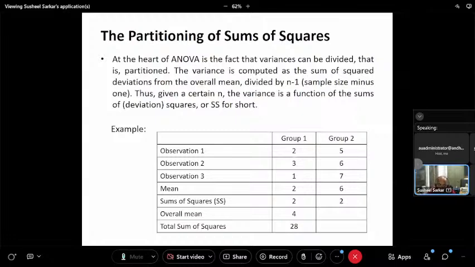What is the reason, sir? I told you, if you have 5% level of significance, then 0.95 into 0.95 into 0.95, you multiply three times, it will become 0.85 like that. So actual alpha will be 15%.